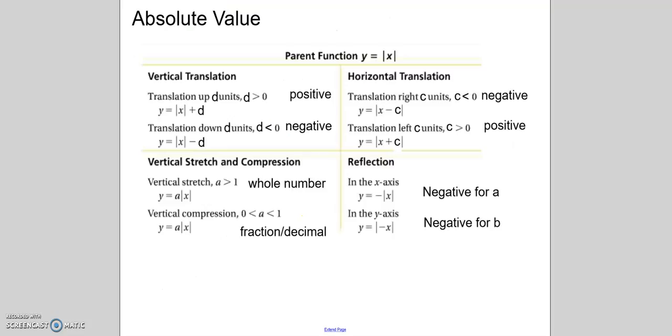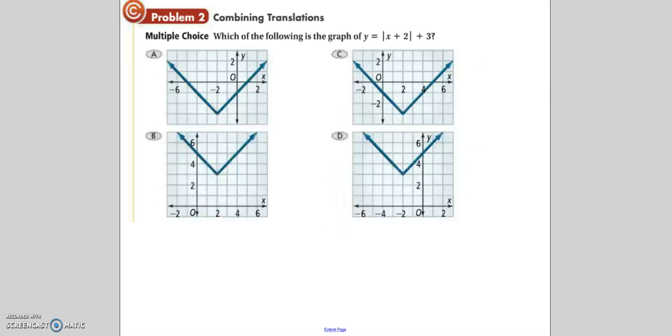These are all of our transformations that can be done to absolute value that we already know, so go ahead and review those. You don't need to write them all down again now. And we can also combine our transformations, so we've seen problems like this in class. We need to identify what our transformations are. We have 2 and we have 3. 2 is C, 3 is D.